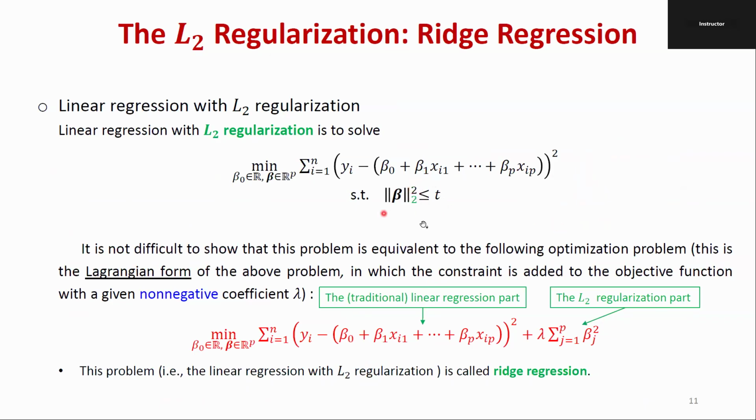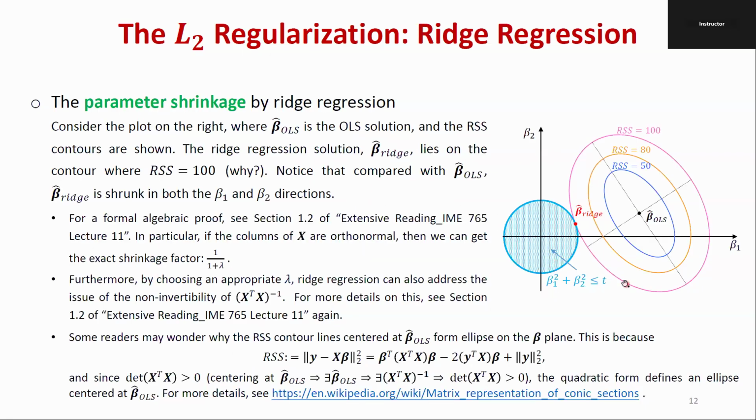Here I put a square just so that I don't need to have the square root, to make my life easier. By this kind of high school knowledge, you know that it must be a circle, and less than or equal to t means the radius of this circle is t. So let me see, how can I plot?